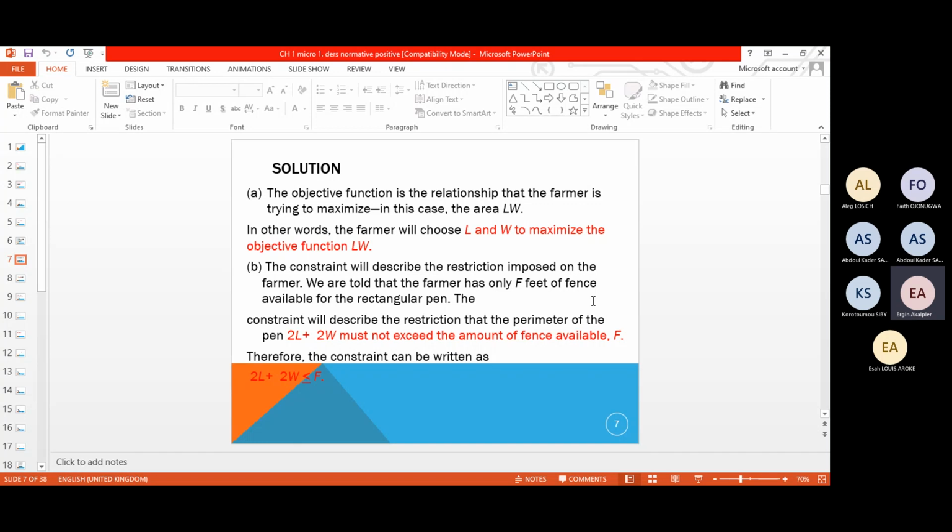We are told that the farmer has only F feet of fence available for the rectangular pen. The constraint will describe the restriction that the perimeter of the pen, given by the equation 2L plus 2W, so-called 2 length plus 2 width, must not exceed the amount of fence available, F. Therefore, the constraint can be written as the equation 2L plus 2W must be less than or equal to F, the fence, which is going to be bought by this person.